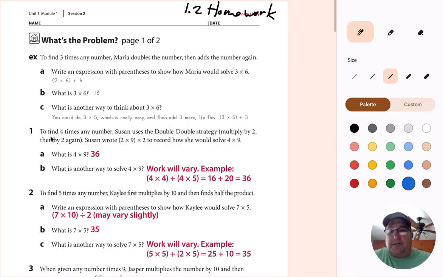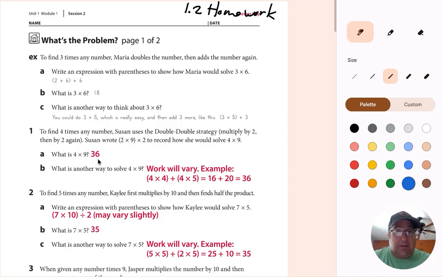Number 1, to find 4 times a number, Susan can double. So instead of doing 4 times 9, she can double the 9 and double it again. So the first question is, what is 4 times 9? They should know it's 36. And then B, they're just asking what's another way to solve it. Hey, it's a 9. You could use your fingers. I'm not really too worried about part B here on these. If they have another strategy, cool.